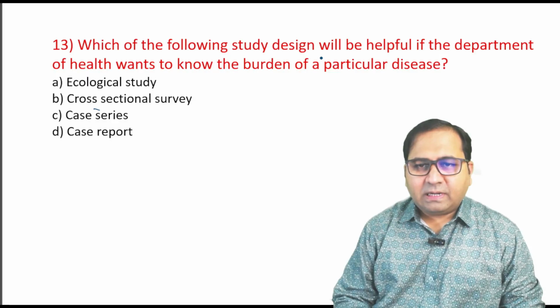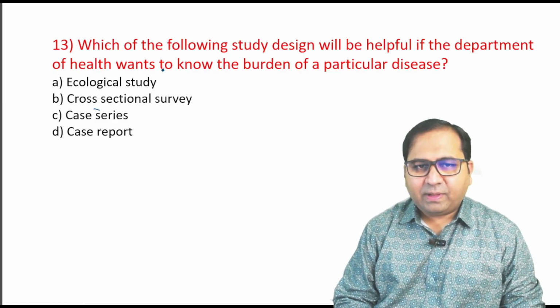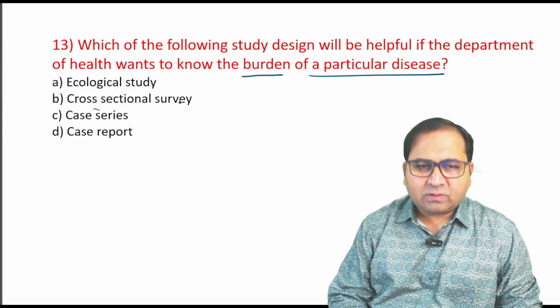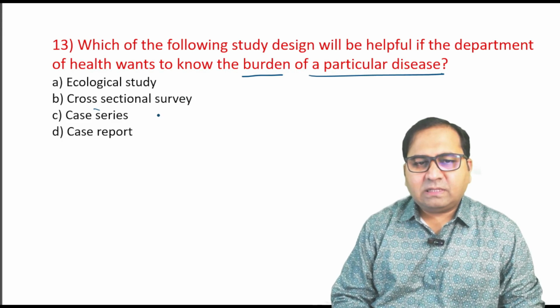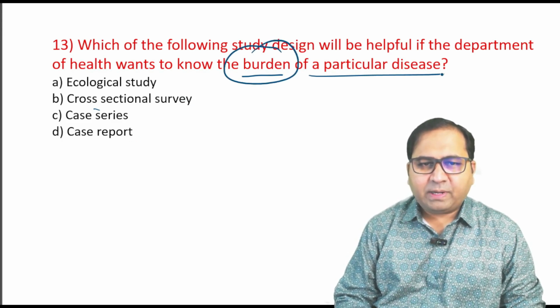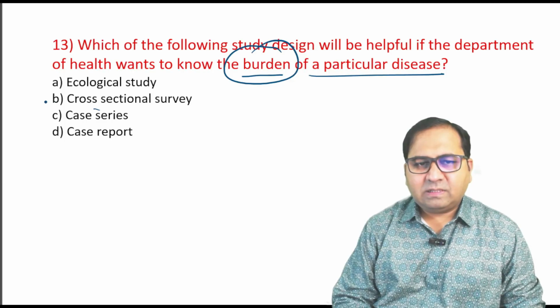Which of the following study designs will be helpful if the Department of Health wants to know the burden of a particular disease? We have already seen this. The options are A. Ecological study, B is cross-sectional study, C is case series, or D case report. We have already seen this burden of a particular disease. The answer is B. Cross-sectional survey.